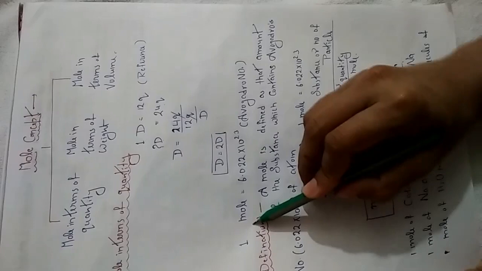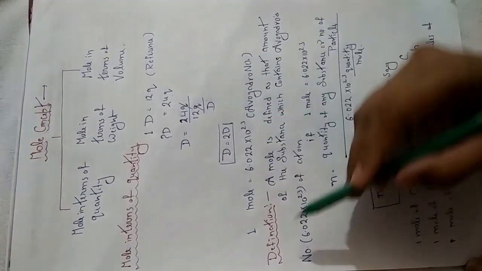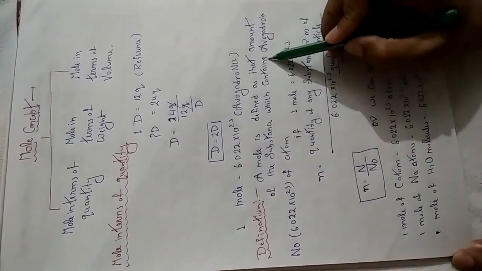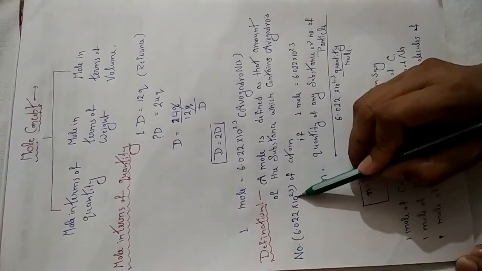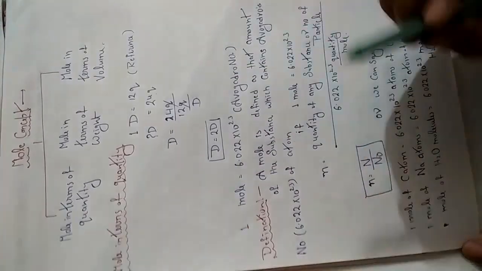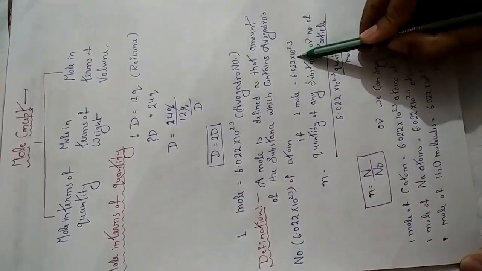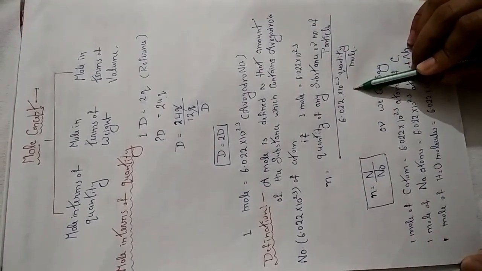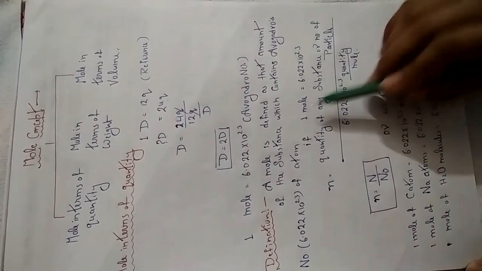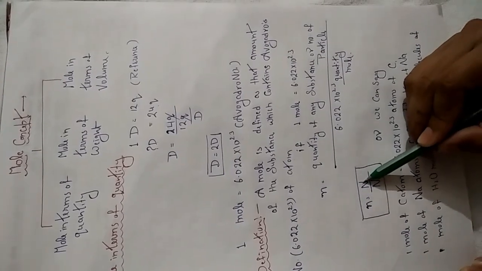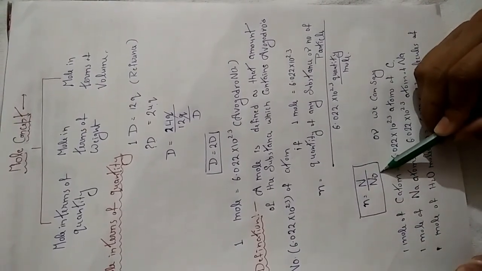In terms of quantity, 1 mole of any substance is equal to its Avogadro number. So that is the definition. A mole is defined as that amount of the substance which contains Avogadro number, 6.022 into 10 to the power 23, of atoms. So 1 mole equals Avogadro number. So in n moles, whatever be the quantity, divide by the reference number, and the reference number is the Avogadro number per mole. Clear? And the formula will be number of moles equals number of particles, means quantity, divided by the Avogadro number. Clear?